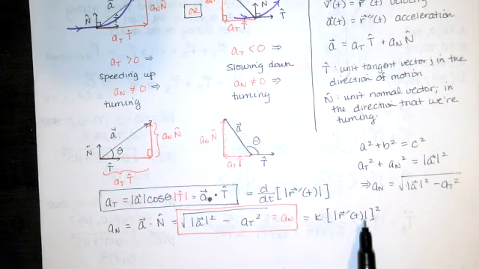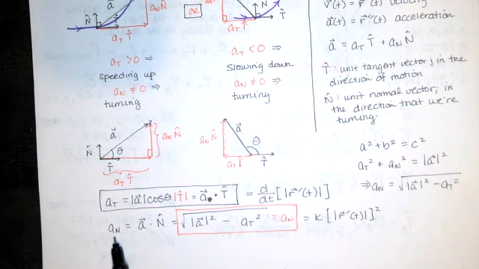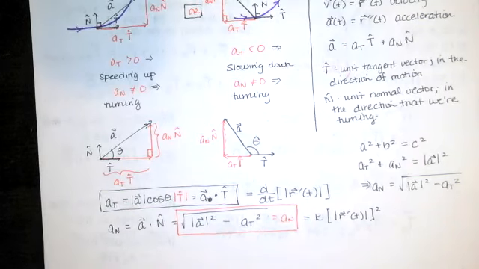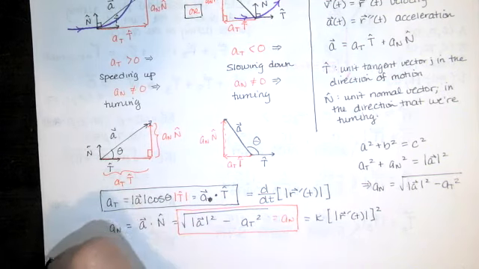Or if we're going pretty fast, then that constant a sub n, the normal component of acceleration, turns out to be proportional to that speed squared. So if we doubled the speed, we would multiply our normal component of acceleration by a factor of 4. Okay, so those are the formulas that we'll use.